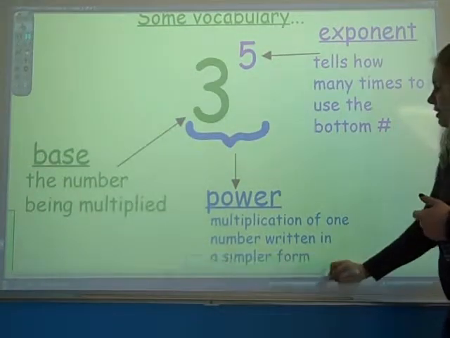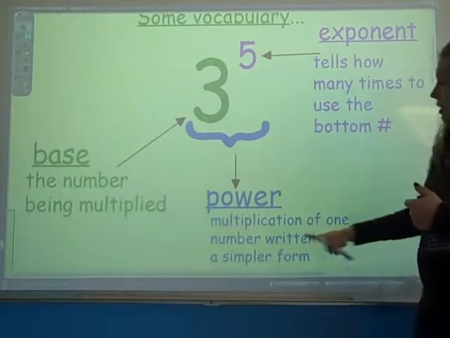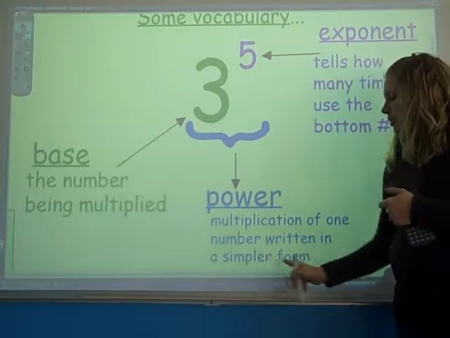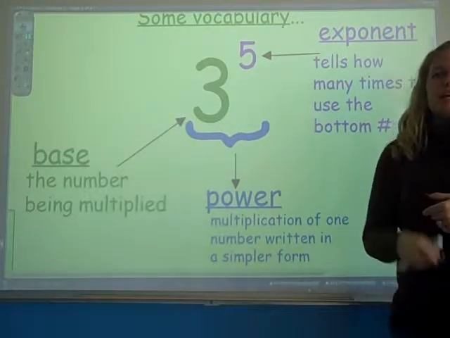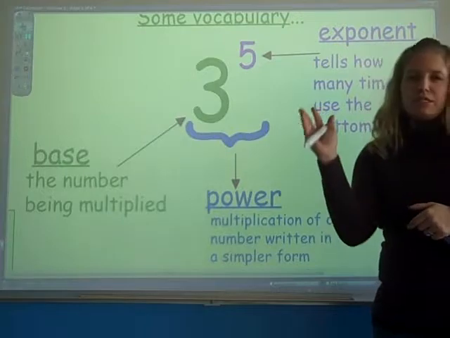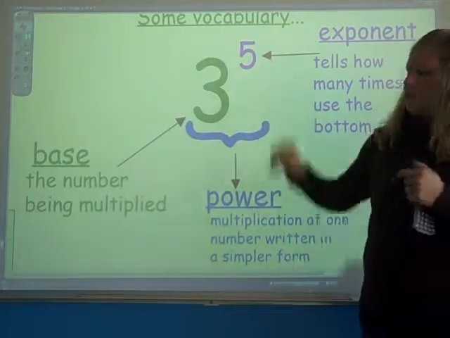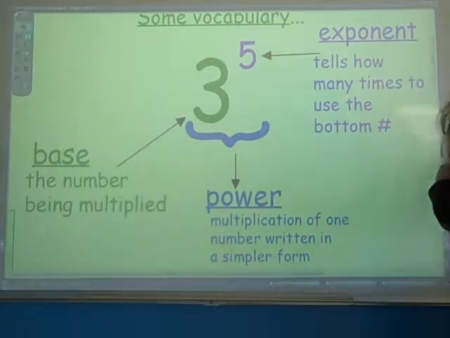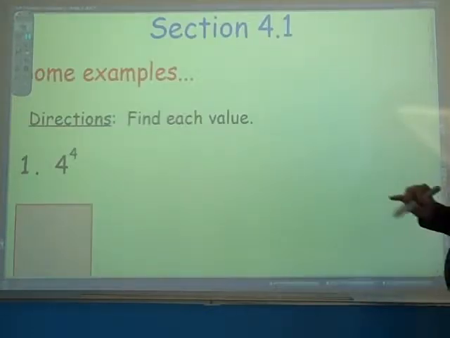And the power is multiplication of one number written in simpler form. Instead of writing out 3 times 3 times 3 times 3 times 3, we write 3 to the 5th power. Okay, let's look at some examples.